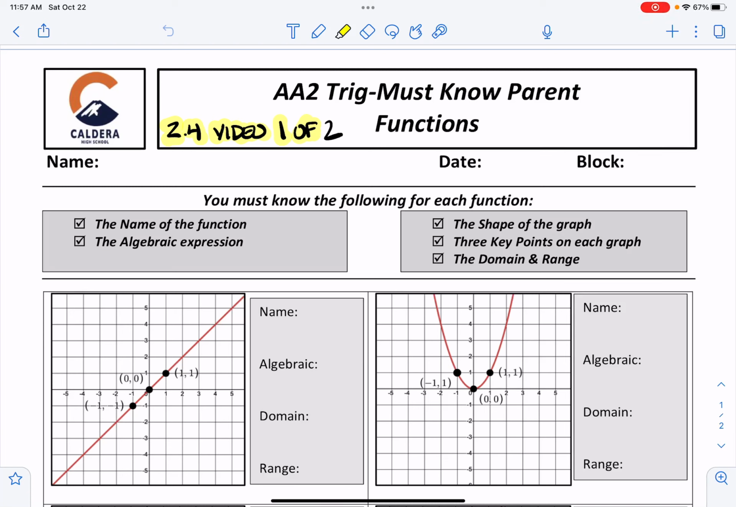These are the must-know parent functions that we have to be able to sort of draw and sketch and know lots of things about. Okay, so grab these notes if you need to and follow along with me.